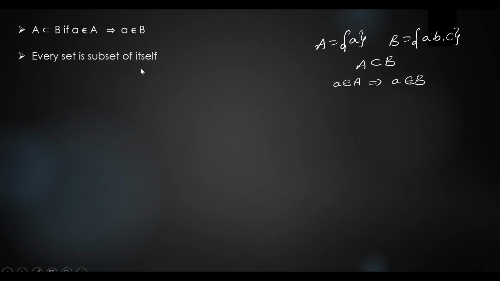And the second one: every set is a subset of itself. Every set is a subset of itself. So that means if A is equal to {a}, what are the subsets of A? We have the null set and A. These two are the subsets of A. That means every set is a subset of itself, and the null set is also a subset of a set. We can call it the null set or phi.